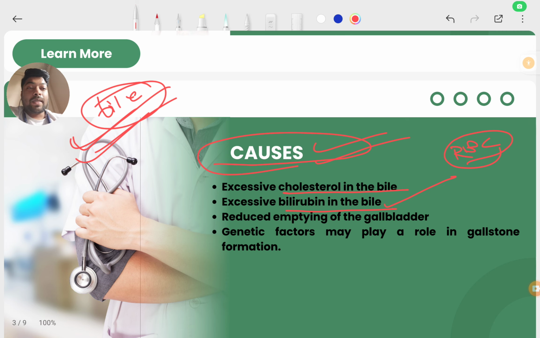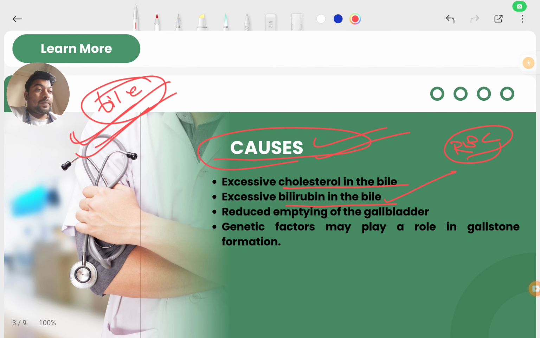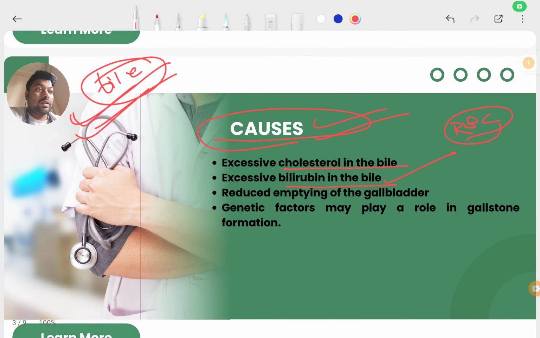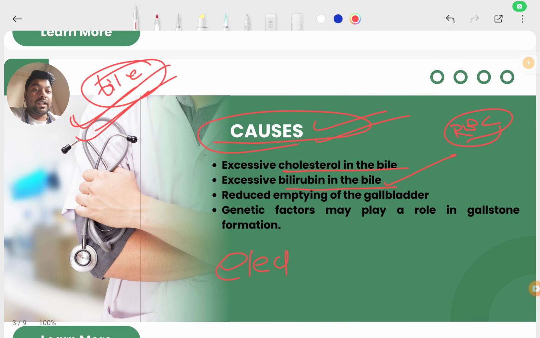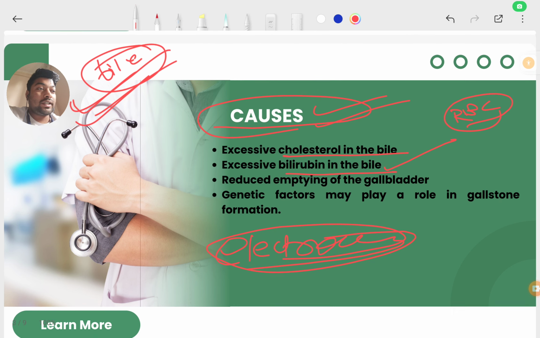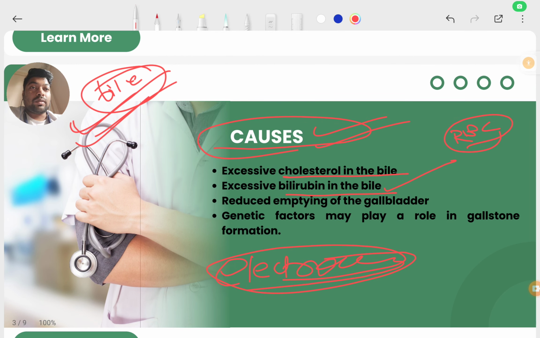Talking about the electrolytes, they consist of sodium, potassium, bicarbonates, chlorides, etc. Now let us talk about the causes of gallstones.